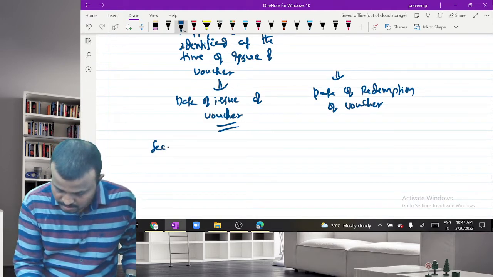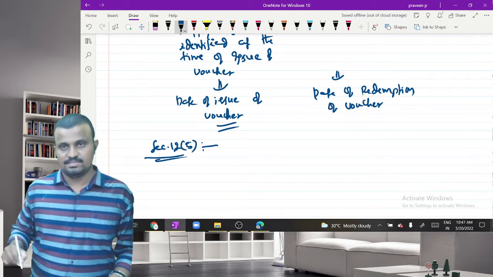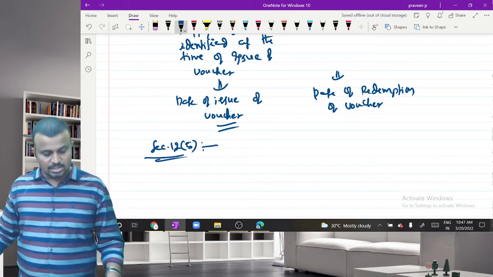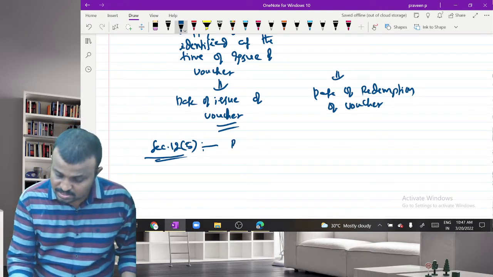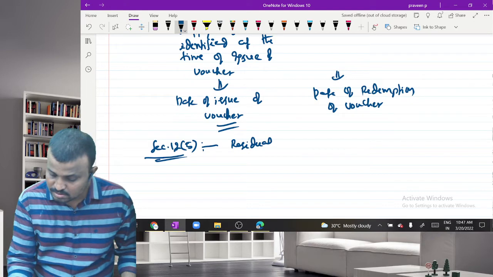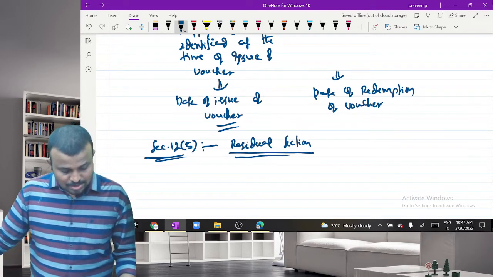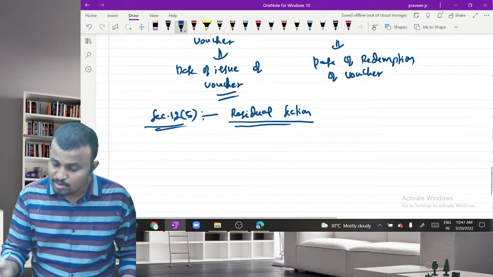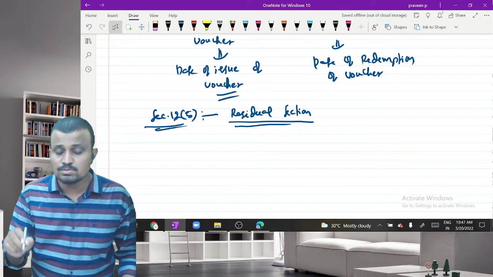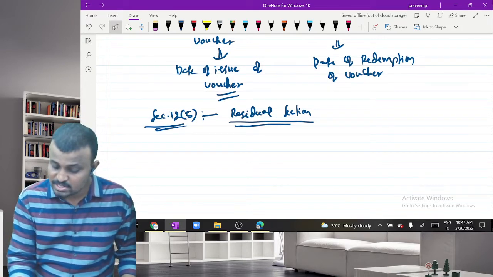Then coming to section 12.5. Section 12.5 is the residual section. If it is not possible to calculate the time of supply by using the above provisions, then the time of supply is calculated by using section 12.5.